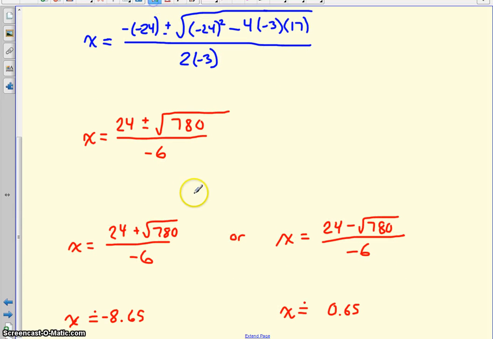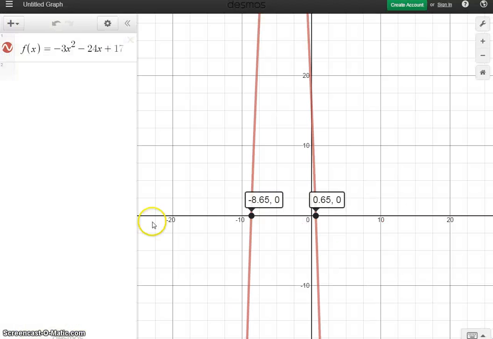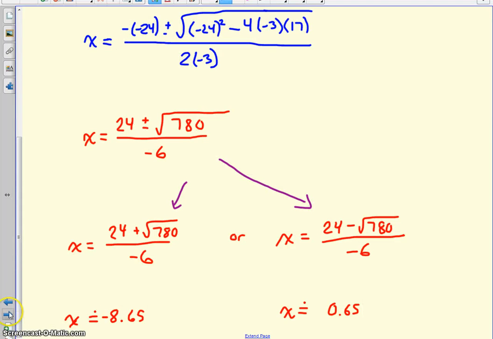So I split it up into two different calculations. One where it's 24 plus root 780 over negative 6, the other one where it's 24 minus root 780 over negative 6, and found both possible answers there. There's no real life situation here, no restriction that says that x can't be negative. So these should be our answers. Let's just check our graph here. And here it is in Desmos. You can see the x-intercepts at negative 8.65 and 0.65 approximately. Okay, so let's take a look at one more here.